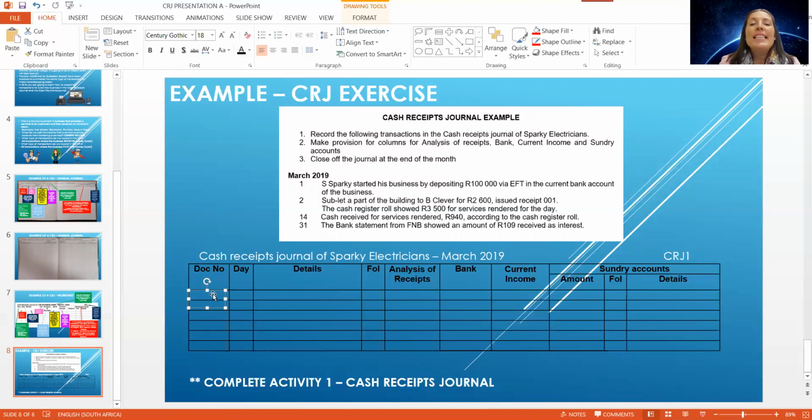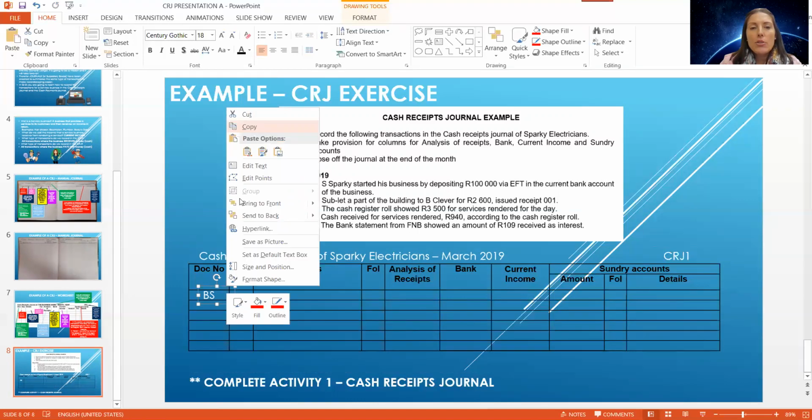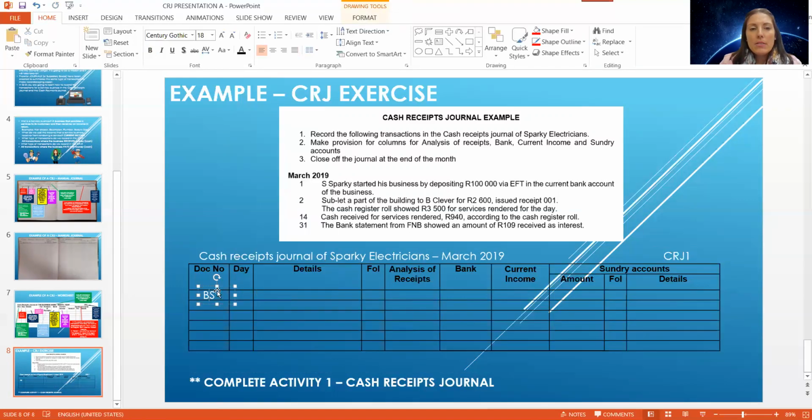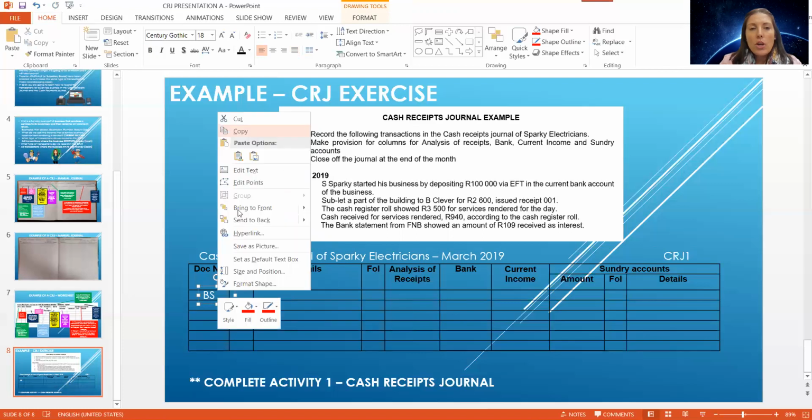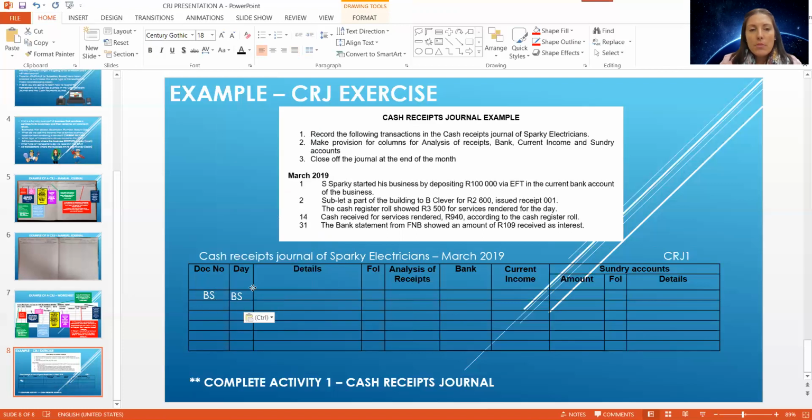So where are we going to see this transaction? What is going to be our source document? It's going to be the bank statement. All right. So our document number is just bank statement. The day the transaction took place was on the 1st. So in the day column, we write the 1st. Okay, in the details column, we write who gave us this money, or why did we receive this money? And we received this money from Sparky, right, the owner.